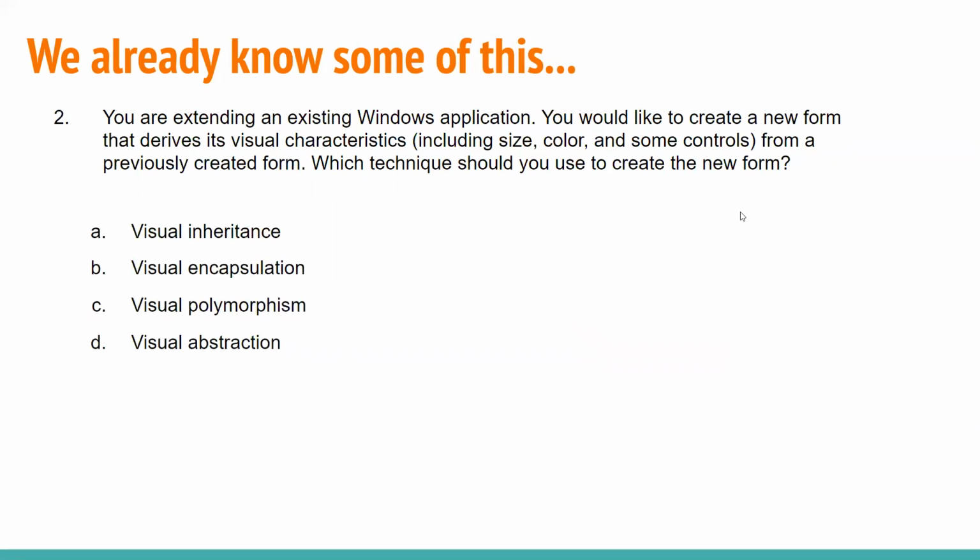We want to derive the characteristics of a new form from a form that we previously created. How would we do that, guys? How would we do that?